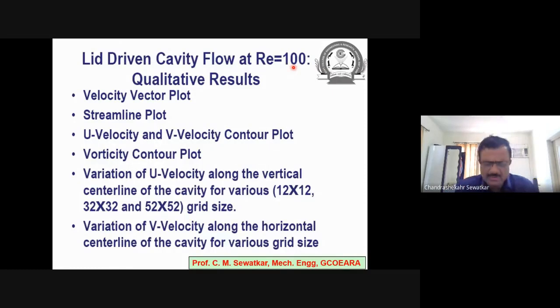Now the results can be looked at in a different way. Yesterday somebody asked me the question, how to analyze the flow. So we can look at the results in different ways.